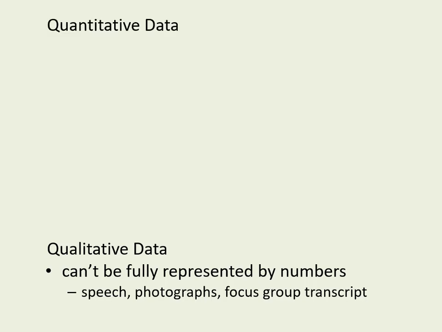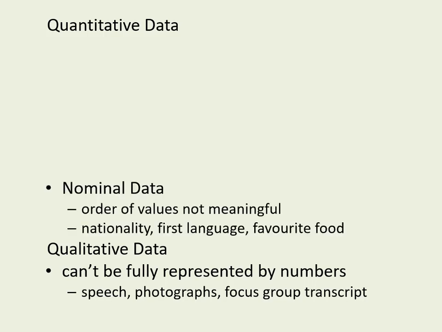Then when you come to quant data, which is everything that you can fully represent with numbers, then what we call the lowest level of that is nominal data, where the order of the values doesn't matter. So you put some numbers on there, but the numbers are just standing as labels. So if you have data on people's nationality, favourite food, language they speak, religion, then you put numbers on, and all the numbers are doing is labelling them.